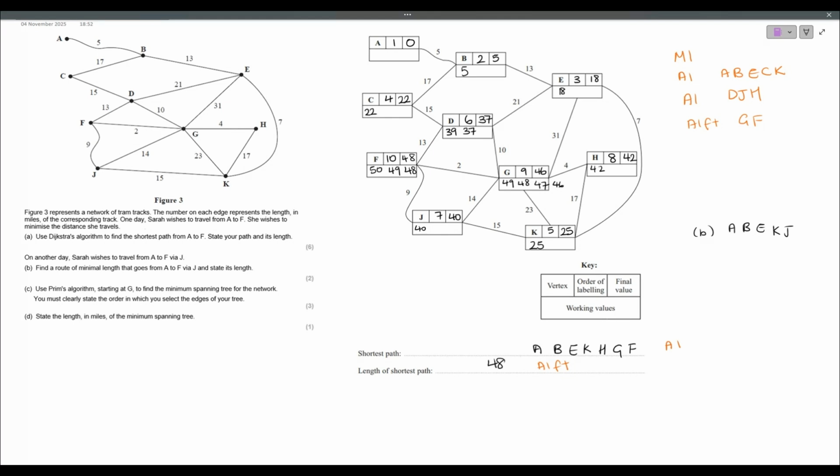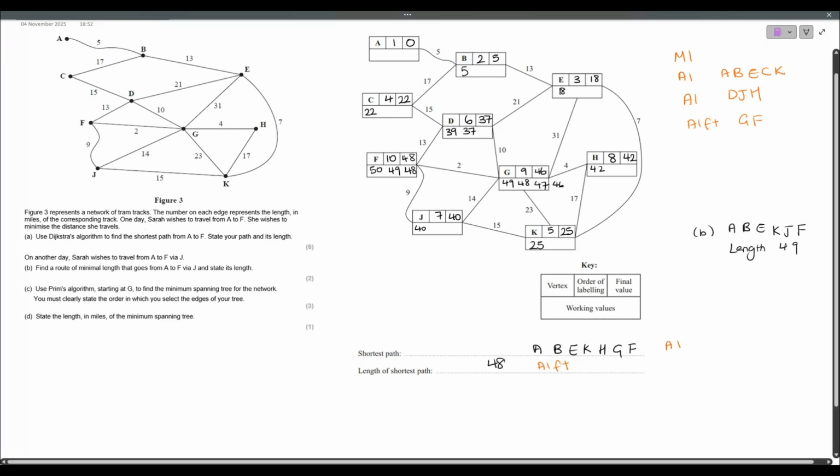And then how am I going to get from J to F? Well, to get from J to F, I can either take this edge of length 9, or I can take edges of length 14 or 15. It's clearly going to be this 9 that takes me directly to F. What is the length of this path? Well, from A to J is 40, and then an additional 9 to get to F, so it has length 49. These two are independent accuracy marks.